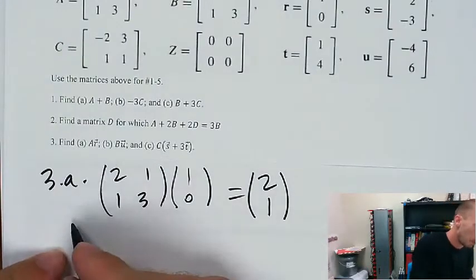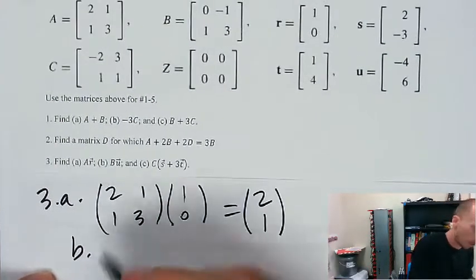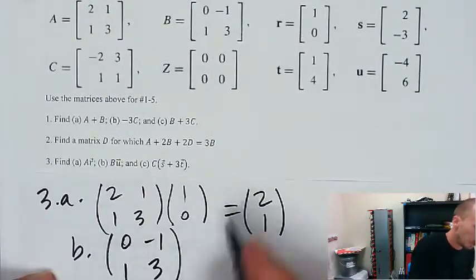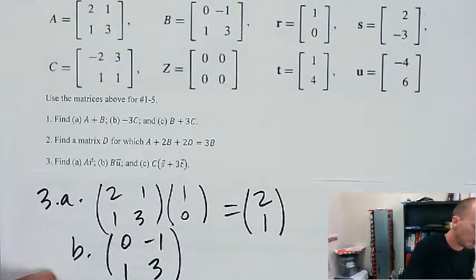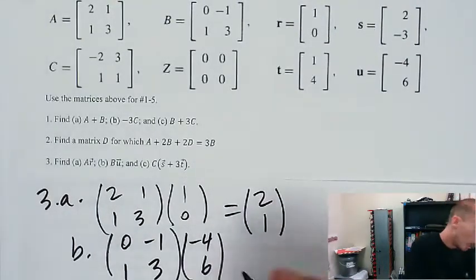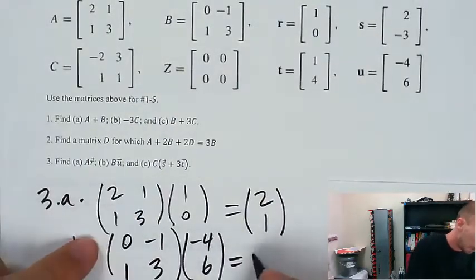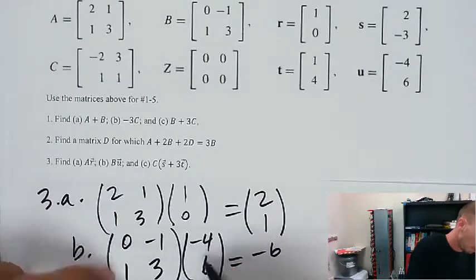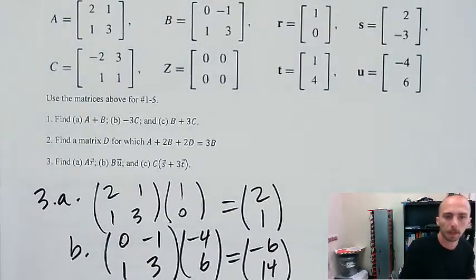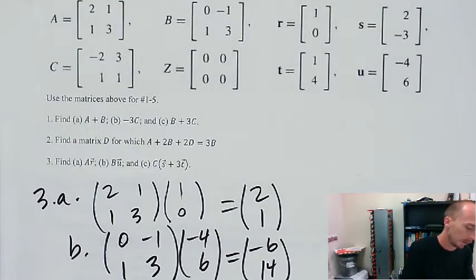Okay, for part B, that's BU. So I'm going to just copy B, 0, negative 1, 1, 3, times U, which is negative 4, 6. And let's see, that's going to be 0 minus 6 and negative 4 plus 18. Okay, that's 3B. And 3C is going to be C times S plus 3T.